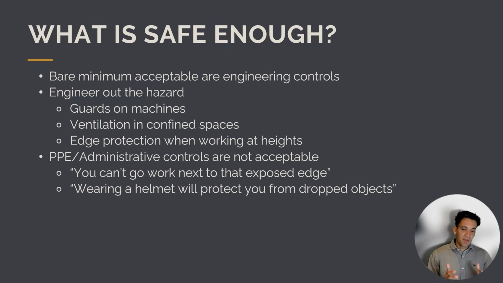So as a bare minimum, what is safe enough? Well, safe enough means we've put in, as a minimum, an engineering control. So this could be guards on a machine, it could be ventilation in confined spaces, or it could be edge protection when working at height. Simply putting in PPE or administrative controls is not sufficient. So saying you can't go next to an exposed edge or wearing a helmet will protect you from dropped objects, it's simply insufficient and it's not considered safe.